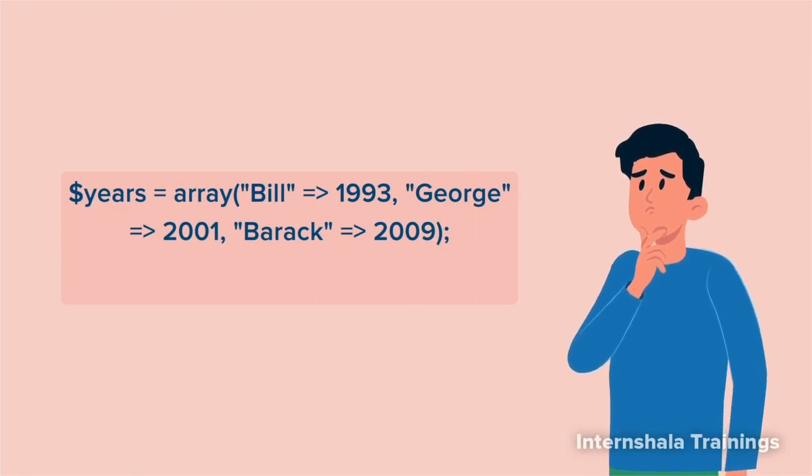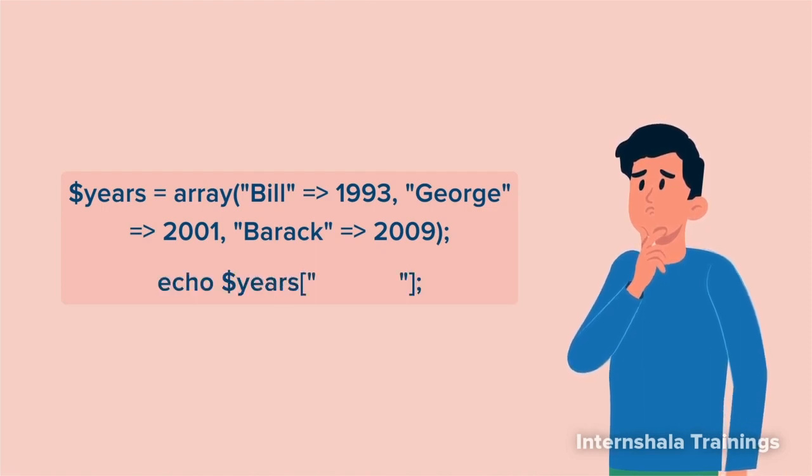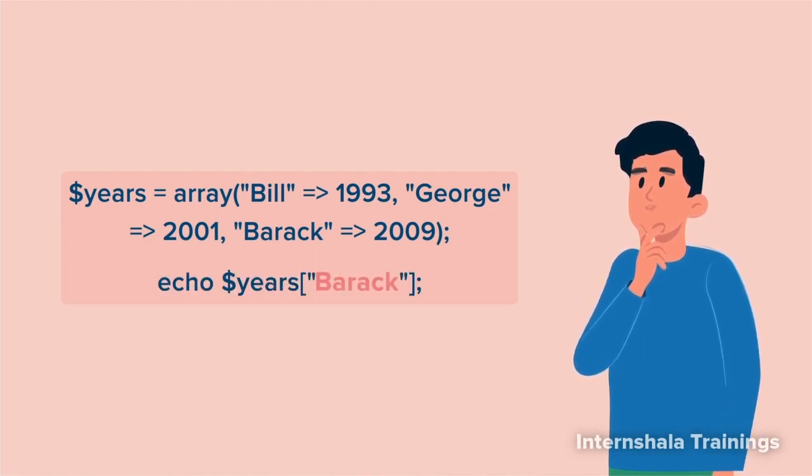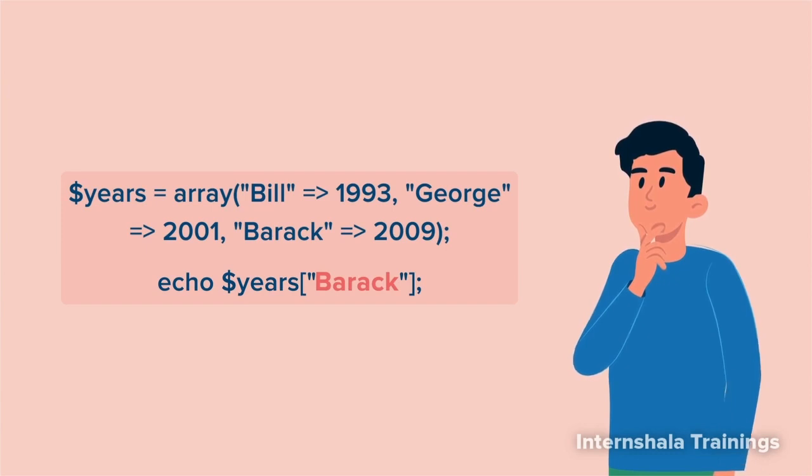Also, printing the element in case of associative arrays is simple. Say, we want to print the value corresponding to Barack. Can you guess what value we will enter here? It will be Barack because in case of associative arrays, the indices are the strings or the texts, which in this case is Barack.